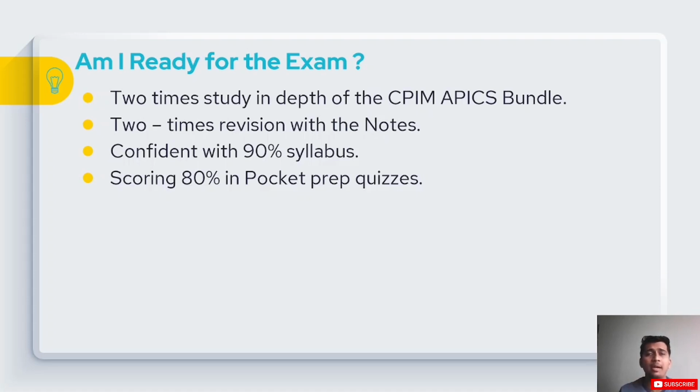So you're scoring a minimum of 80% in the Pocket Prep quizzes, and whichever section you're scoring below 80% in, you need to go back, study it in depth, revise it, and become confident. So that's the fourth point, that you're scoring above 80%. Here I mentioned 80% on the safer side. I try to bring it to 85%.